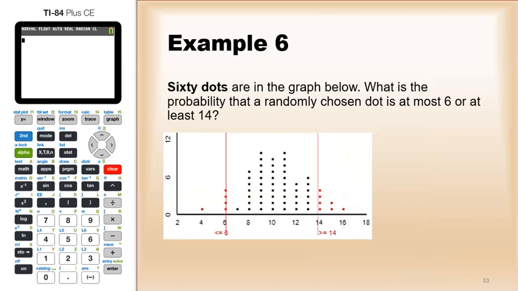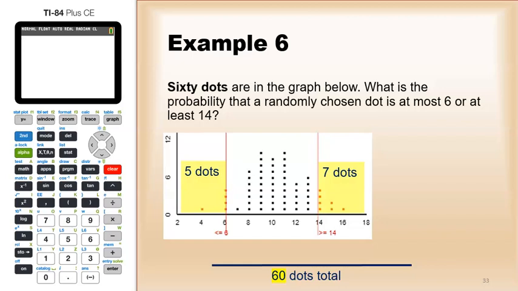And this one has 60 dots. And the question is, what is the probability that a randomly chosen dot is at most 6 or at least 14? So again, overall my denominator is going to be 60. Now for the numerator, notice there are 1, 2, 3, 4, 5 dots that are at most 6. There are 7 dots that are at least 14. So at most 6 or at least 14, overall, there's going to be 5 plus 7 or 12 dots that are at most 6 or at least 14. So the probability is going to be 12 out of 60.